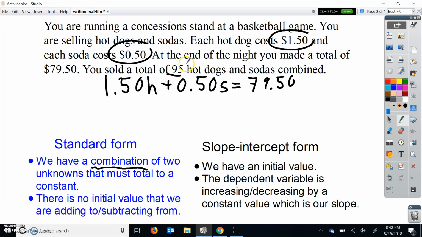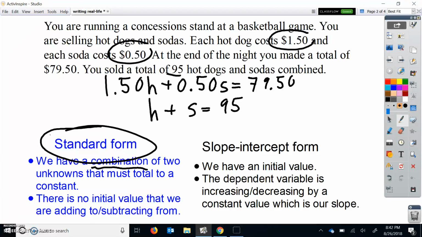And then the 95 hot dogs and sodas combined is just a simpler equation: the number of hot dogs plus the number of sodas equals 95 items total. And there's lots of combinations of hot dogs and sodas that could get me to 95. So this is a standard form situation. They both equal some known value here, and my variables are over on the other side.